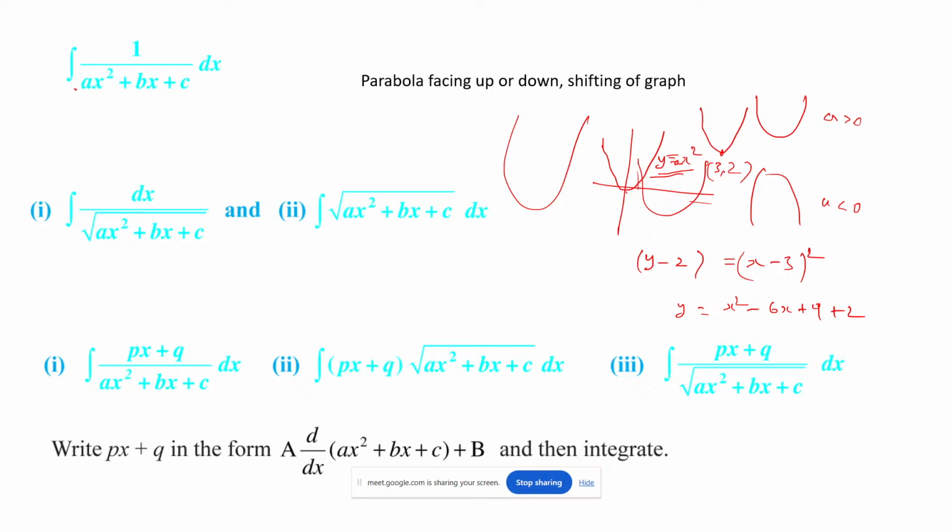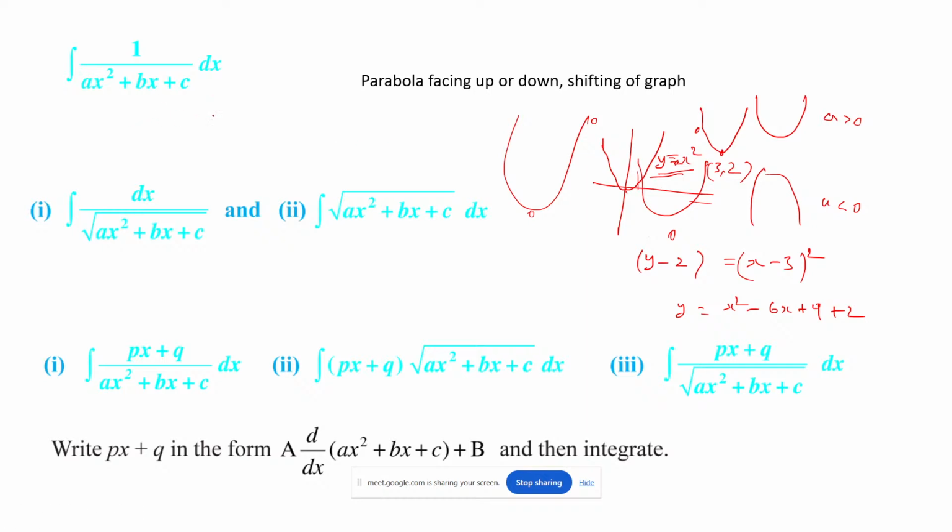You can always express this graph as a transformation from y equal to x square, right? There is always a vertex to a parabola. You will always transform y equal to x square to some vertex. The vertex could be in quadrant one, two, three or four. There are only four ways, right?